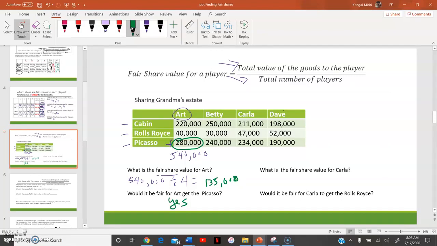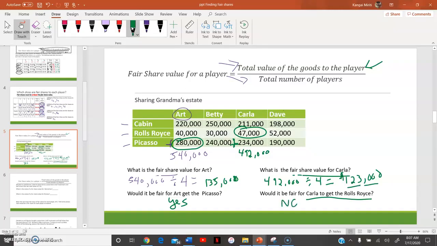Now let's look at Carla and do the same thing. Let's suppose we want to find a fair share value for Carla. First we have to find the total value of the goods for this player. If we add up 211,000, 47,000, 234,000, we should get 492,000. But to find her fair share, we have to take that 492,000 and divide it by the number of players, which we know is 4. And so her fair share value is $123,000. If these 4 grandchildren were sharing these things fairly, would it be fair for Carla to get the Rolls-Royce? Well, the Rolls-Royce is only worth $47,000 to Carla. That's not at least her fair share value of $123,000. So no, it would not be fair for Carla to get the Rolls-Royce. Let's look at a few other examples.